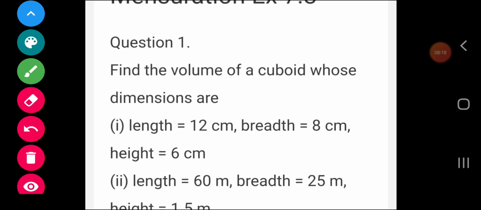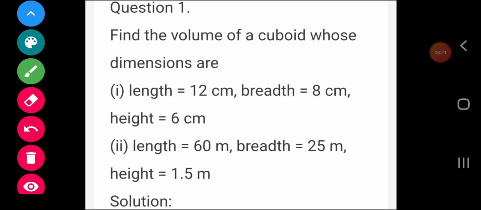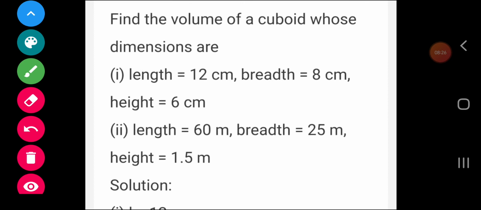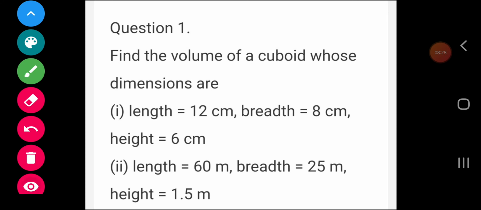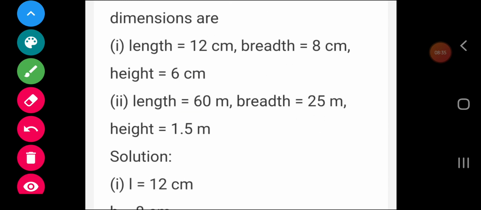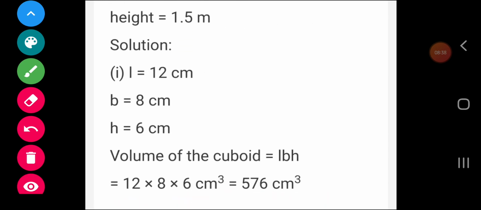First question, find the volume of a cuboid whose dimensions are length 12 cm, breadth 8 cm, height 6 cm. Volume of cuboid, the formula is L into B into H. So we have to simply multiply this value to get the volume. So L into B into H is nothing but the given value 12 into 8 into 6. The value is 576. Here it is a volume, so we must mention unit cube, so the given unit is centimeter. So it is centimeter cube.